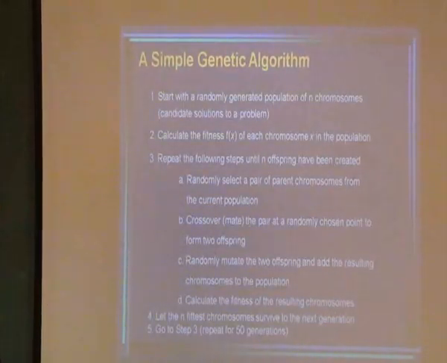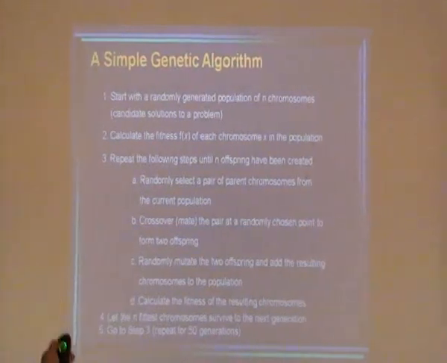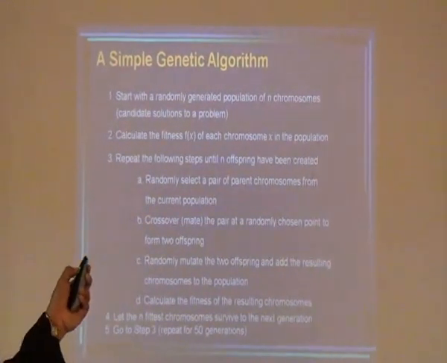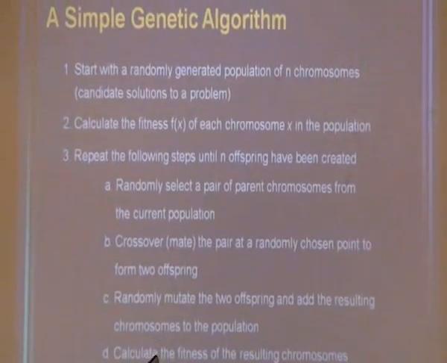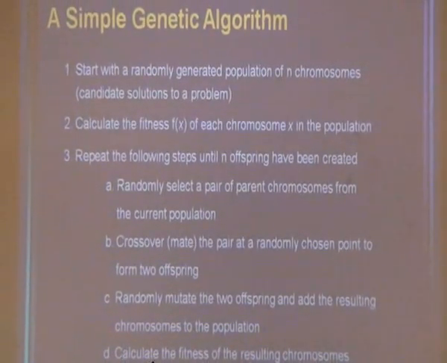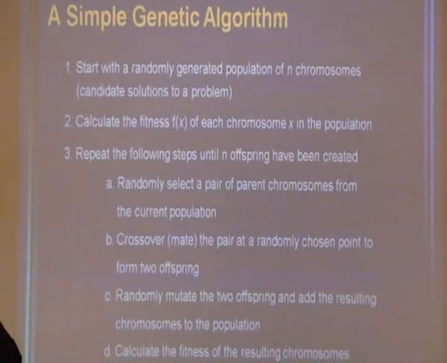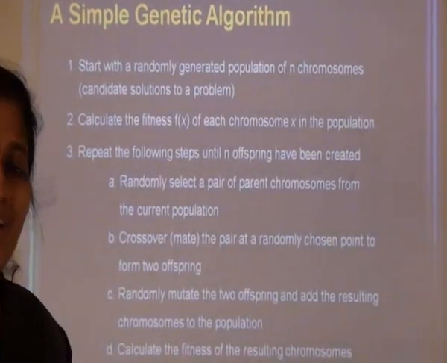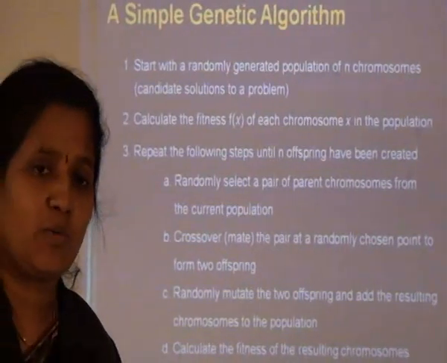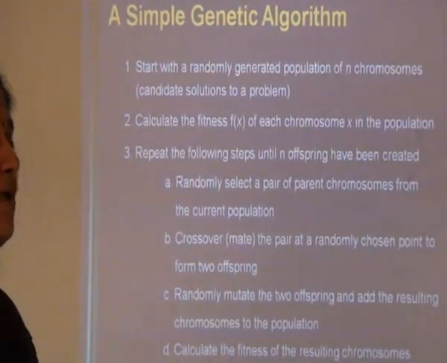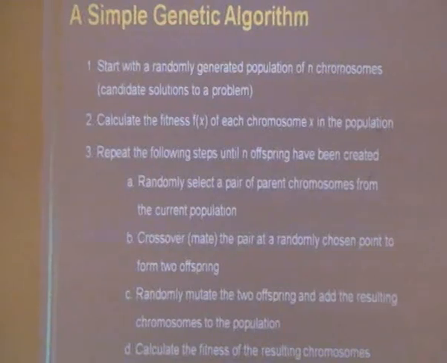This is the simple genetic algorithm. It starts with a randomly generated population of n chromosomes. Generally, when you solve any problem, what are the possible solutions? Each solution is called one chromosome. All the possible solutions put together are called the population. N chromosomes means a population of n. From that we need to select the best solutions.